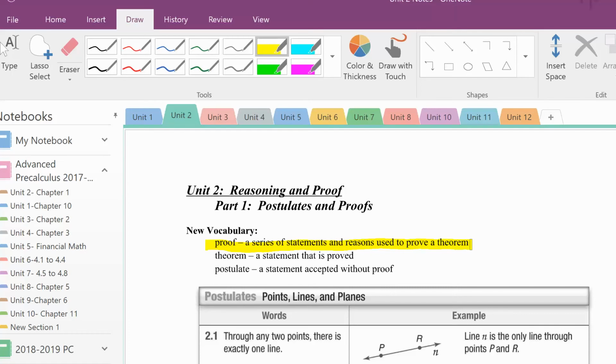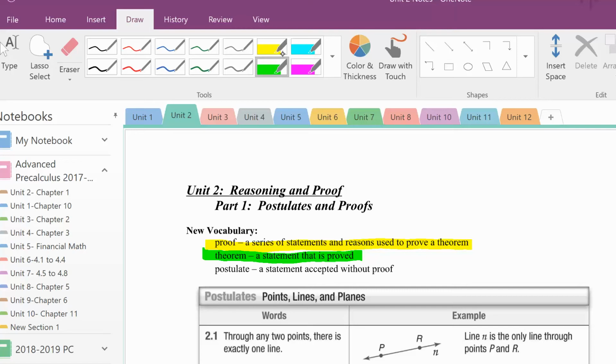So a proof is something that we do to prove something is true, and we'll start talking about how we set up a proof later in this chapter. As far as a theorem goes, a theorem is a statement that you can prove. So if we talk about a theorem, it's something that is proved, like we could actually prove that it's true.